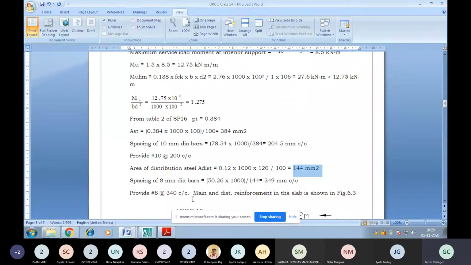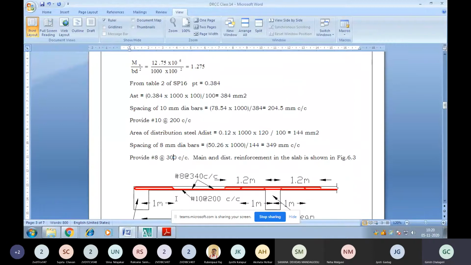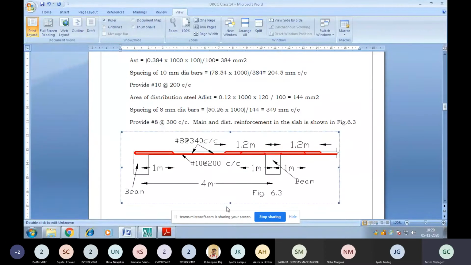Again we are going to use an 8 mm dia bar here. Since we are using an 8 mm dia bar, the area of bar into 1 meter span divided by the total area of reinforcement required, we get spacing as 349. So let us provide 8 mm dia at 300 mm center to center. The main reinforcement is given as 10 at 200. We can see the distribution steel given in the diagram.